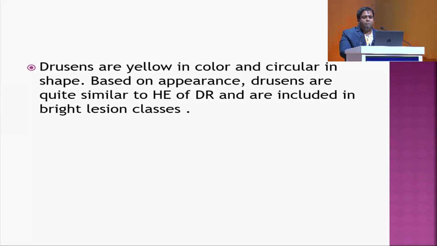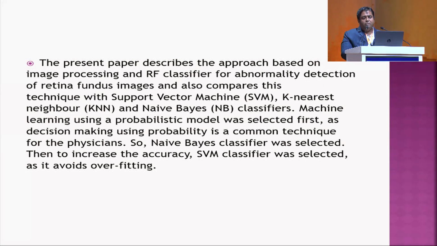So drusen are yellow in color and circular, and drusen is quite similar to hemorrhage, and that is the present paper. Here I describe the approach based on image processing and the RF classifier for abnormality detection in retina fundus images and compare it with other common classifiers like SVM, support vector machine, K nearest neighbor, and naive Bayes classification.